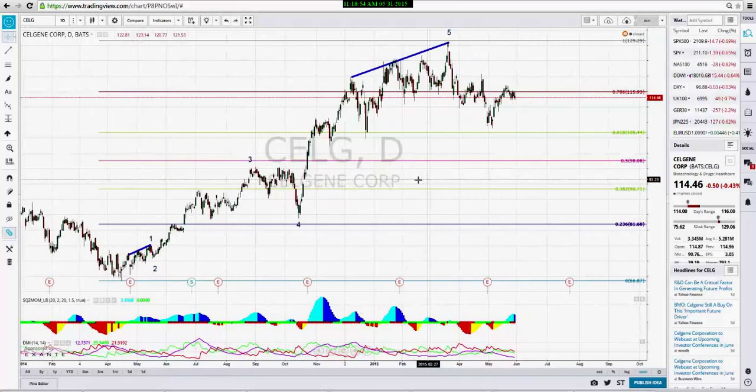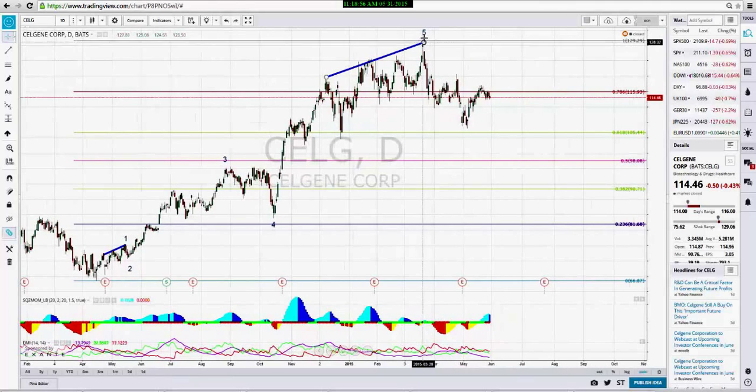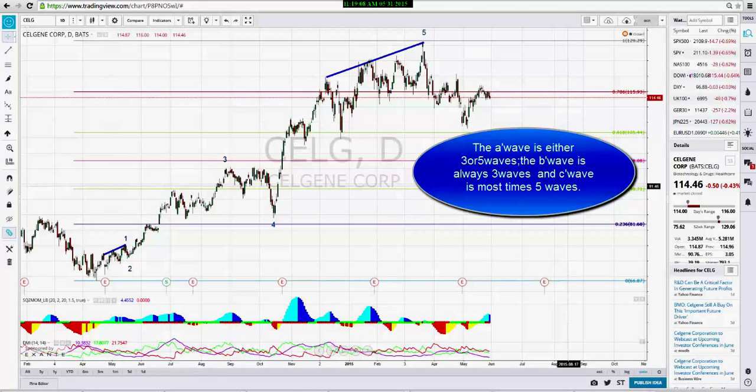So now what are we looking for after this? We're looking for an A drop, a B return. It could be a broken flat, it could be a zigzag. So we could have an A, could have a B if it's a zigzag, and a C. Okay, so let's see what we got here. Let's look at this even better.